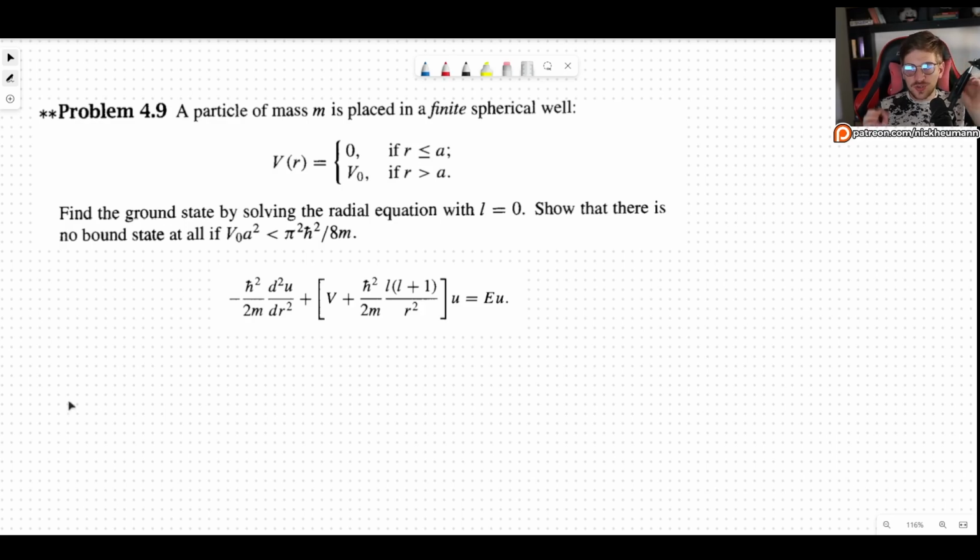Welcome. In this video, I will show you how to solve the finite square well in the case L equals 0. That is Griffiths problem 4.9 as it appears in the third edition of Griffiths' Introduction to Quantum Mechanics. The problem states the following.